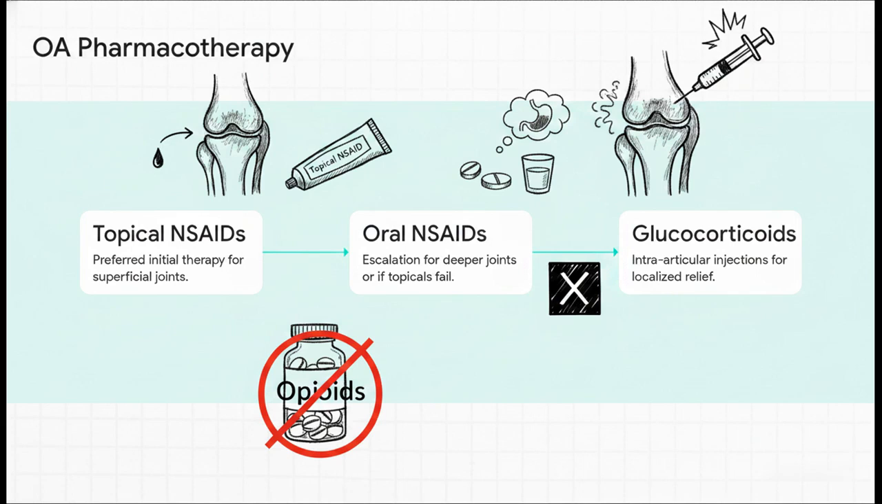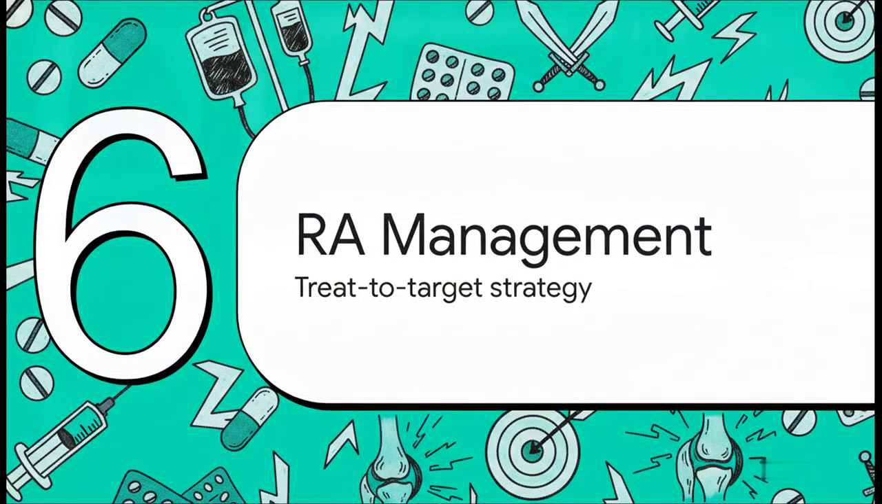Intra-articular glucocorticoid injections can provide some solid, short-term, localized relief. Oh, and note this. Oral opioids are explicitly not recommended, period. Ultimately, if the joint fails completely, joint replacement surgery is our definitive end-stage option. All right, Section 6, Evidence-Based Rheumatoid Management.